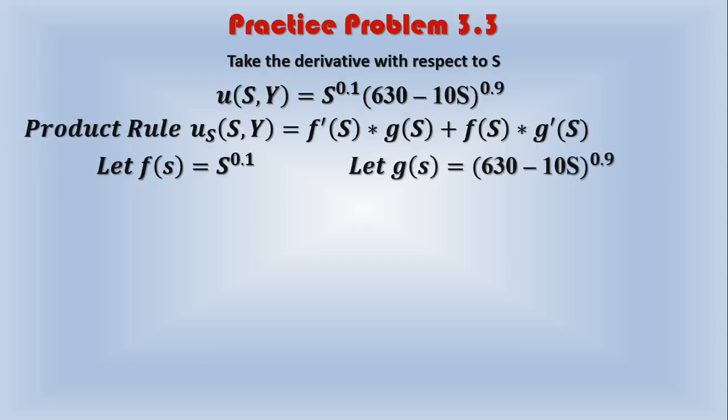Sorry, I forgot I actually wrote this out for you. We'll let this first component be f of s, and this one be g of s, and now we're going to use the product rule. The derivative of the first function is 0.1 times s raised to the power of 0.1 minus 1, which is equal to 0.1 times s raised to the power of negative 0.9, times g of s.